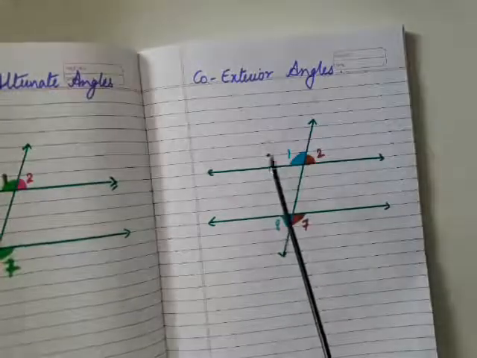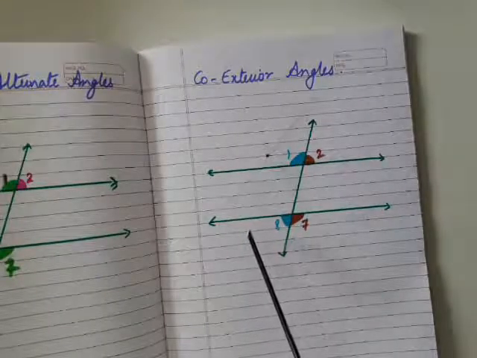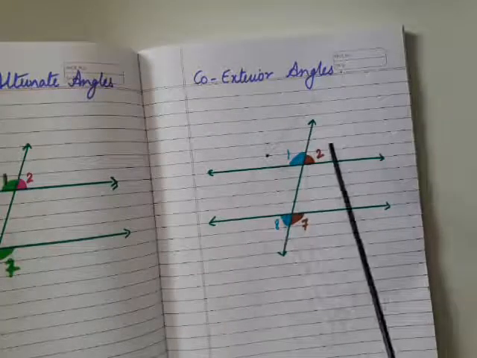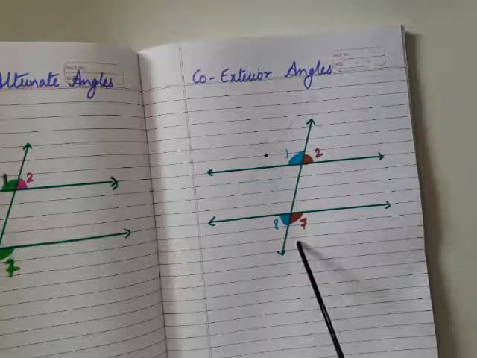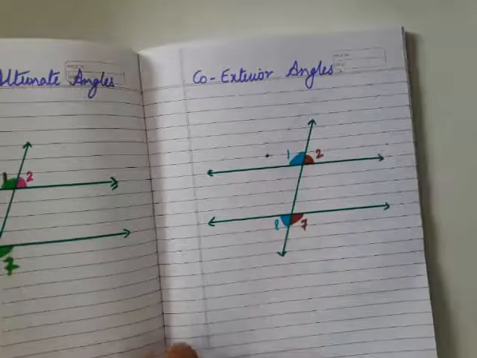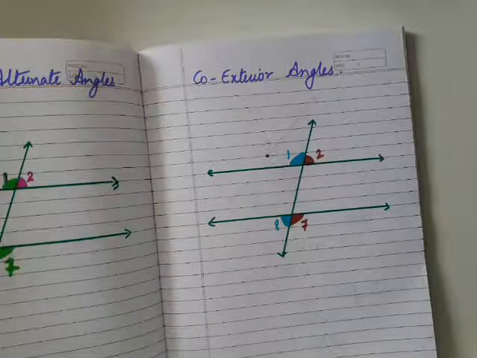Next one is co-exterior angles. As you have co-interior angles, in the same way you have co-exterior angles or allied exterior angles. So in the same way 1 and 8, 2 and 7 are co-exterior angles. So these are the different names of angles which we are going to deal with when we are dealing with the parallel line concept.